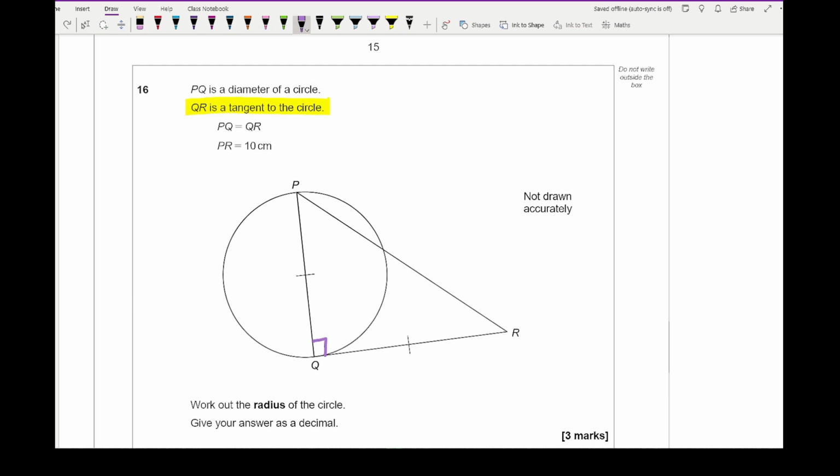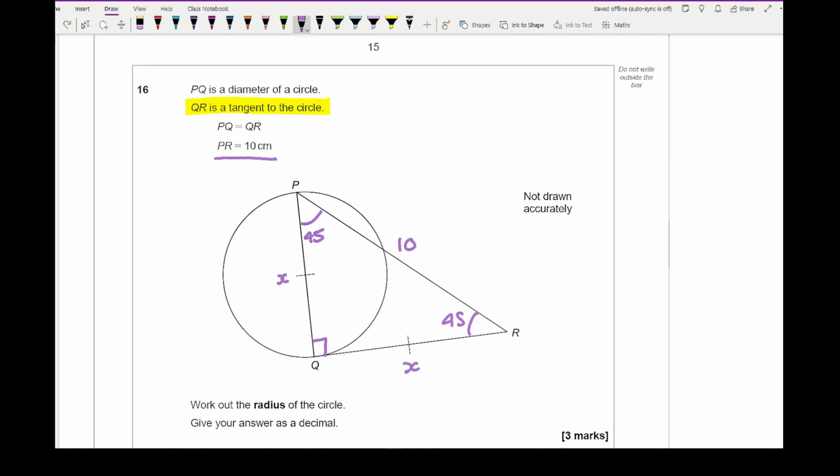Now, you can see that the triangle QPR is an isosceles triangle, which therefore means that this angle here is going to be 45 and this angle here is going to be 45. Now from that we can then see we've got a right angle triangle. We've got this side which we're going to call PQ, which I'm going to call X. So therefore this is going to be equal to X because it's an isosceles triangle. And we know from the question that PR is 10 centimeters.